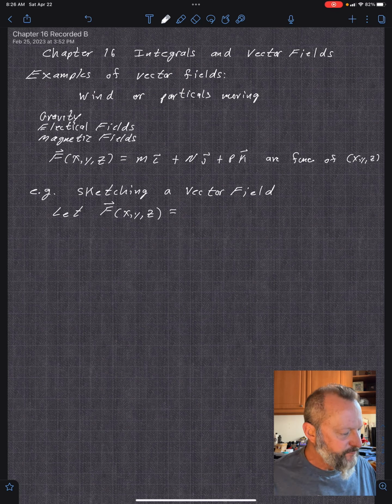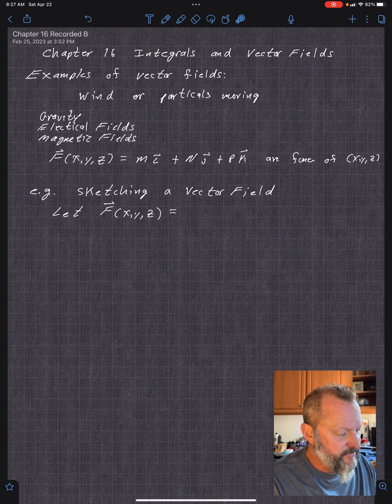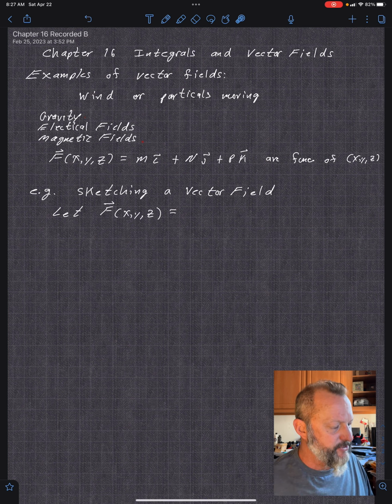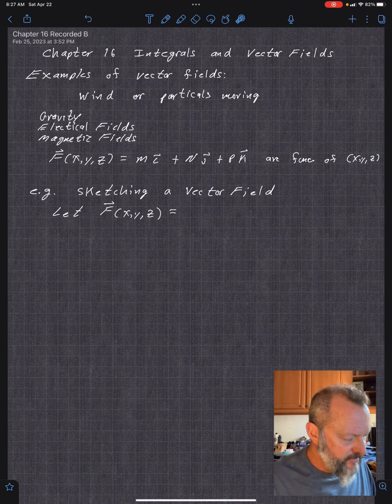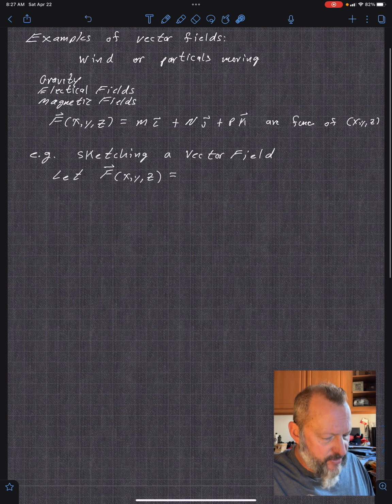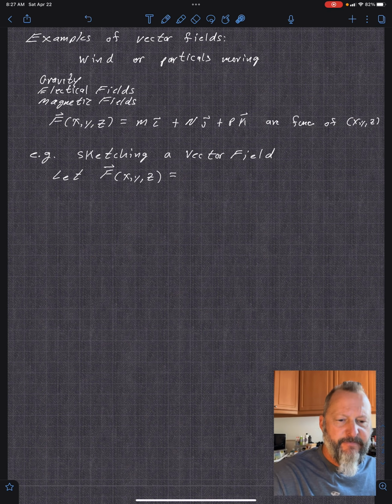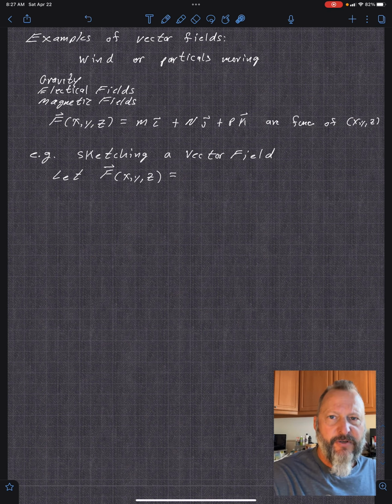Hi, everyone. Let's get started again on chapter 16. We have gone over the basic concept, gravity fields, electric fields, magnetic fields, and just the basic idea. So let's look at sketching vector fields. It's something we're going to do just to get a feel for it.